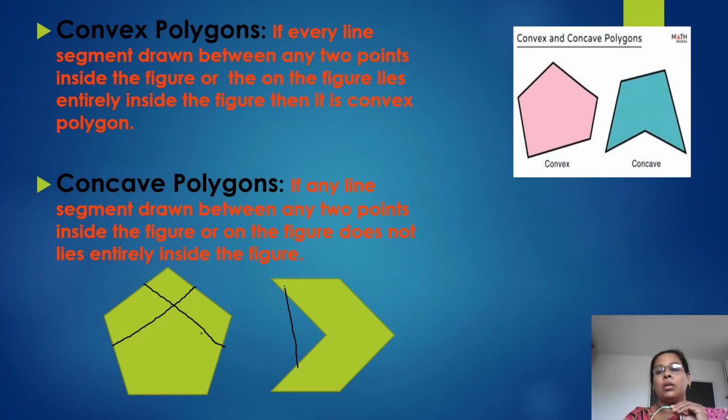Now see, again two figures are given. In this figure, if you join any points and draw the segment, that segment lies inside. In this figure, if you consider 2 points and join them, then some part of that line segment is outside the figure. It is a concave figure.